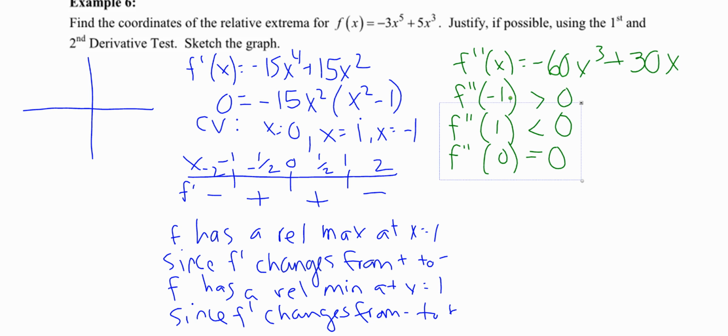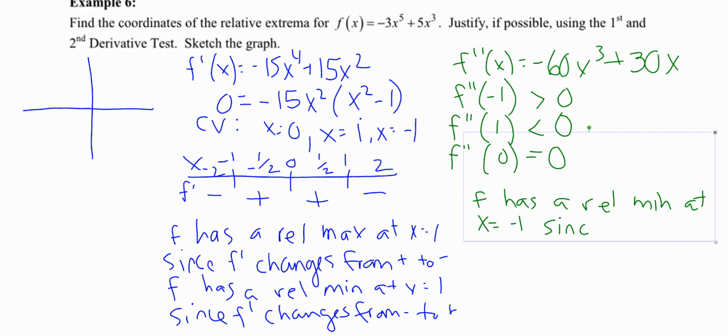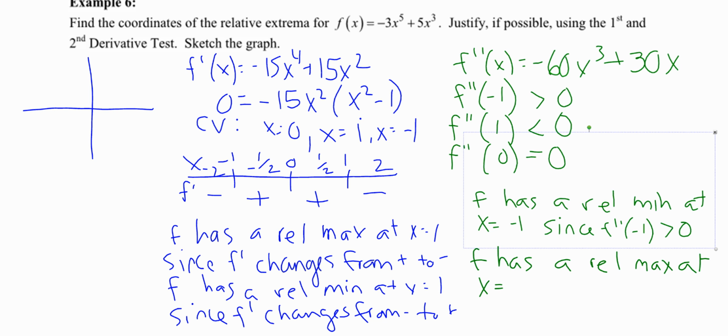So by the second derivative test, it tells us that f has a relative min at x equals negative 1, since f double prime of negative 1 is positive, and f has a relative max at x equals 1, since f double prime of 1 was negative. So there you go. One might be more useful than the other if the second derivative is easy to analyze. If the second derivative is difficult to find, then you're probably not going to use the second derivative test.